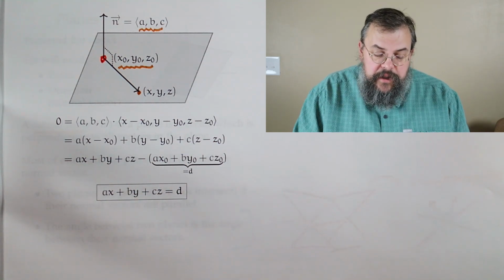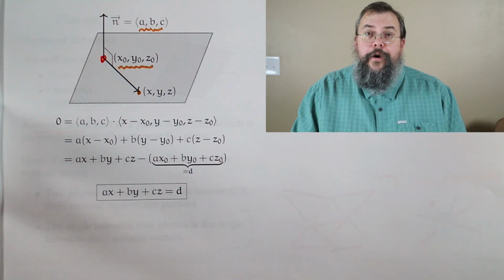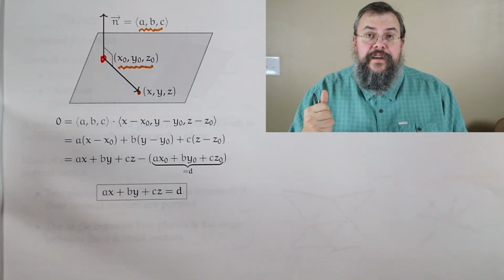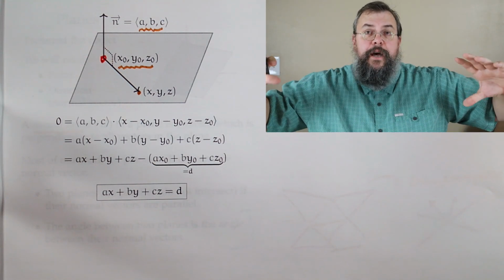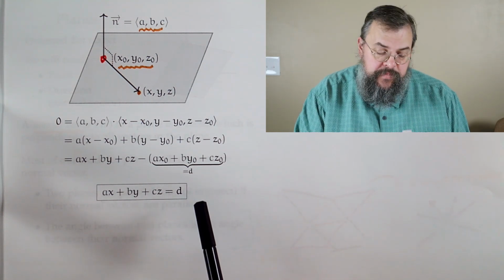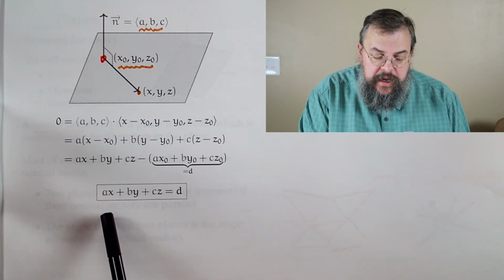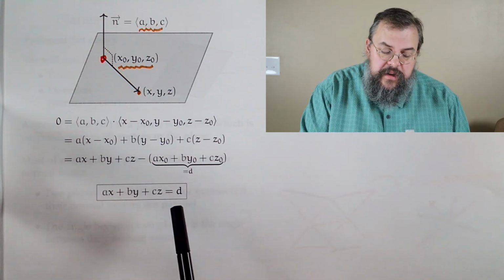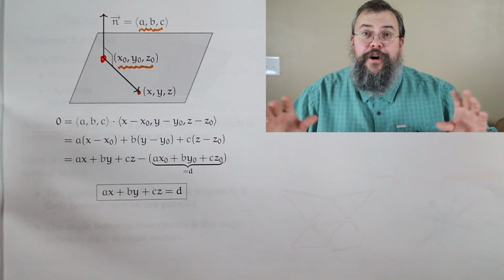Now here's the key. This other stuff, a x0, b y0, c z0, only depends on the information given. It only depends on our initial point in the plane and the normal vector. It doesn't depend on anything about x, y, and z. So we're going to collapse all that into a single term. We'll call that d. So now what do we have? Our plane is ax plus by plus cz, that part. We move the d across, equals d. So that's it. That's what all planes look like.